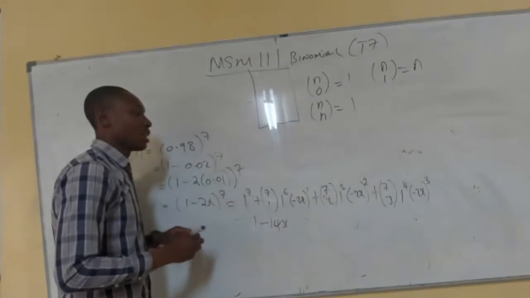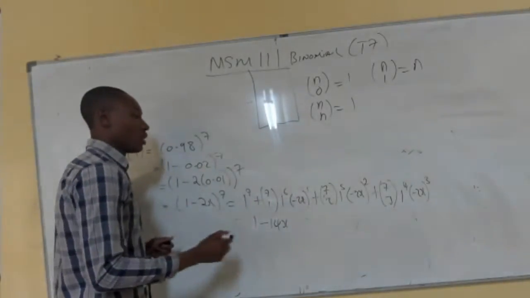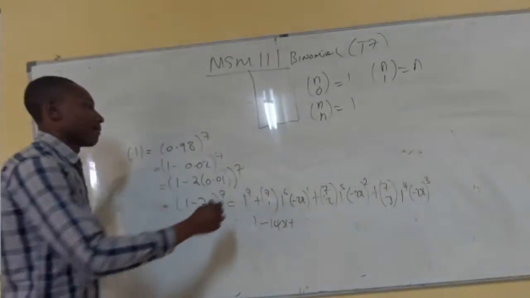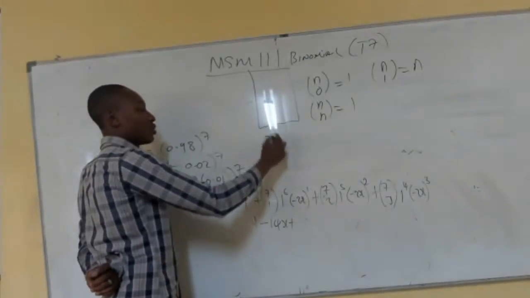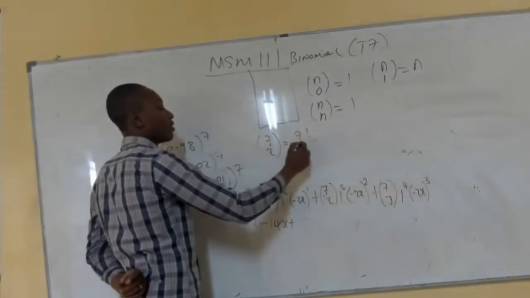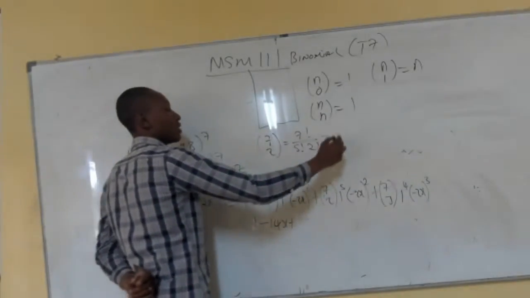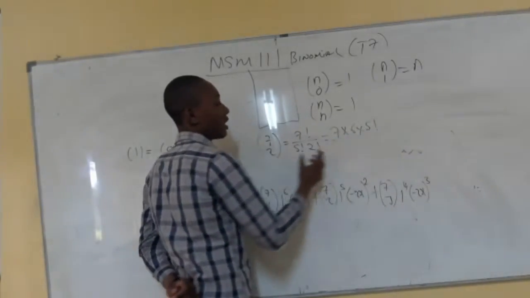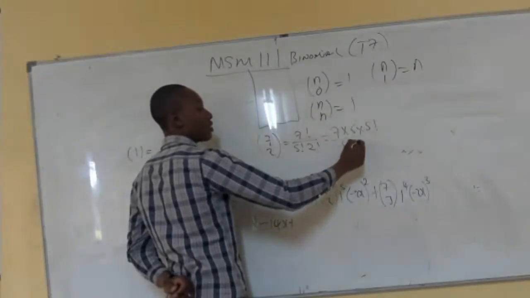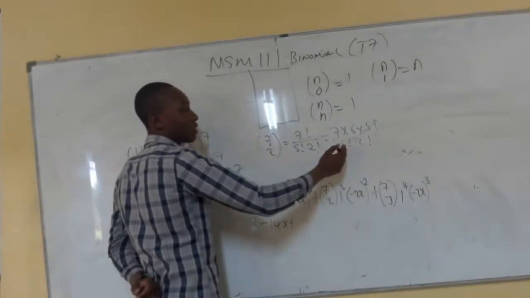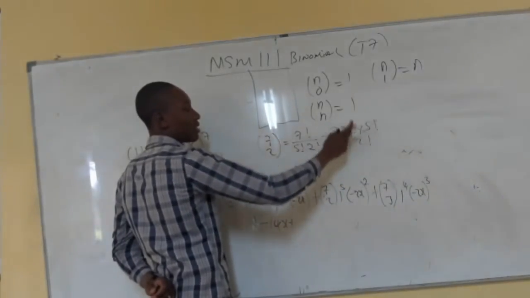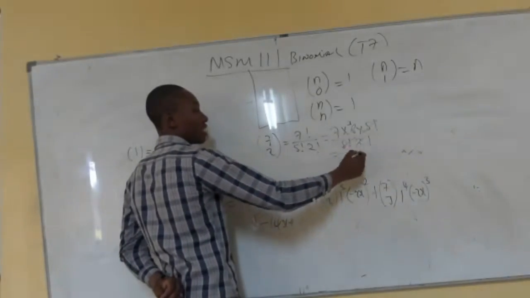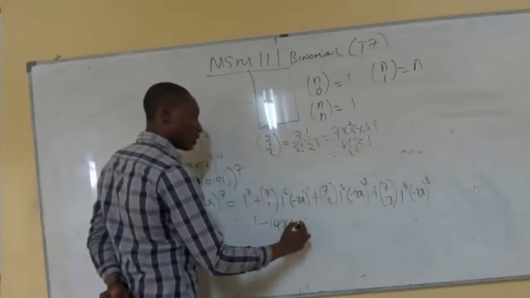Then the next part is we now need to know what 7 choose 2 is. We'll solve it from here. 7 choose 2 is 7 factorial over 5 factorial times 2 factorial, which is the same as 7 times 6 times 5 factorial over 5 factorial, 2 factorial. This and this will cancel. So this is 2, 7 times 6, let's just say 6 divided by 2 is 3. So the answer is 21. So 7 choose 2 is 21.